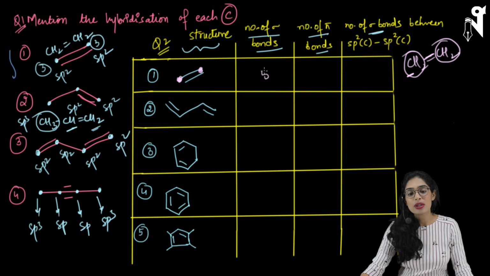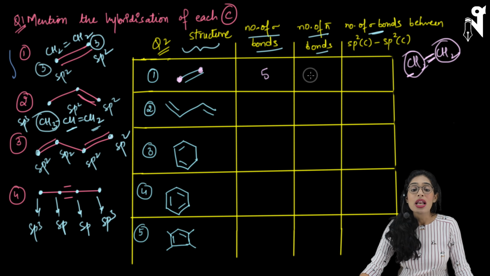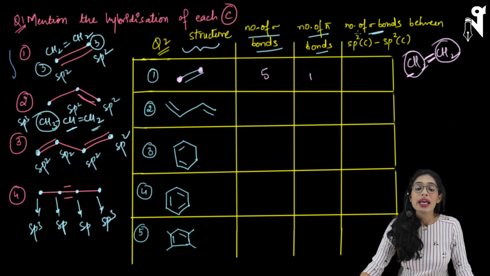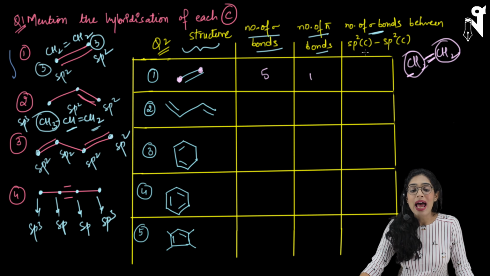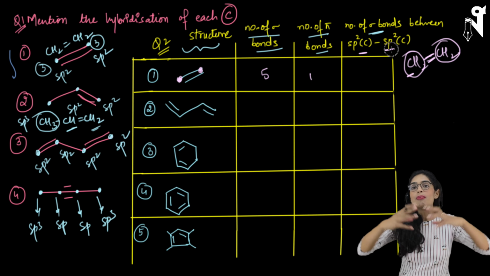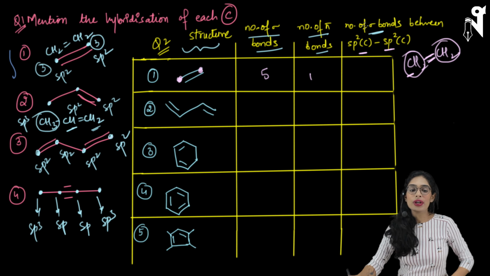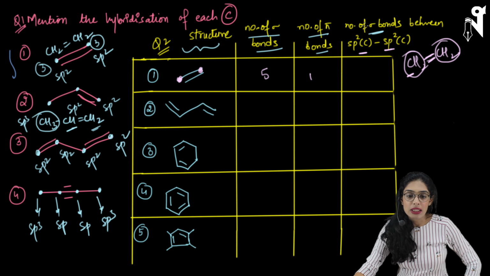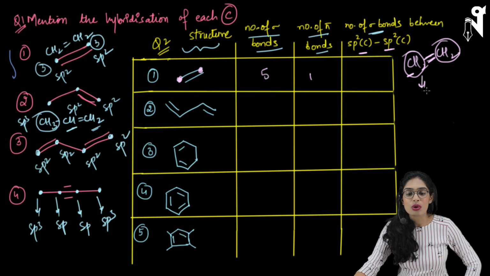How many pi bonds are there? Just one. We can see it very clearly over here. So one pi bond. And now the number of sigma bonds between an sp2 hybridized carbon and another sp2 hybridized carbon. We don't have multiple sp2 pairs over here. We have just two carbons. This is sp2 hybridized and this is also sp2 hybridized.